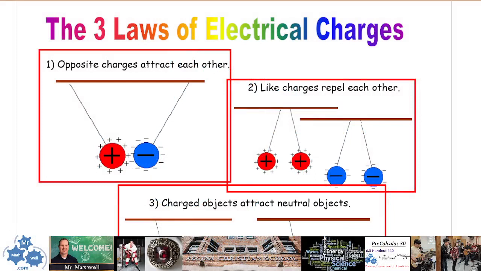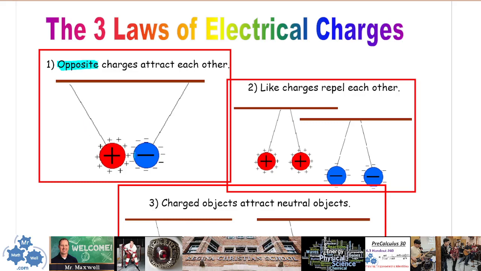All right, 3 laws of electrical charges. So in this, we're going to talk about 3 basic laws of electricity. We've talked about this already in class, but let's just dive a little bit deeper here. So in your notes in front of you, you're going to fill out this word in the first blank. Opposite charges attract. Thank you.